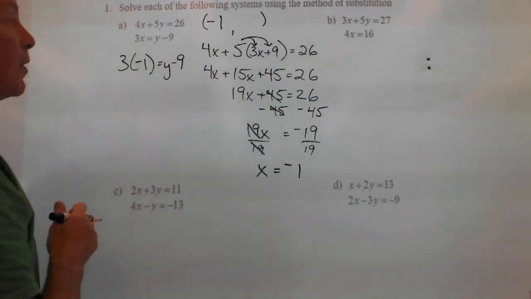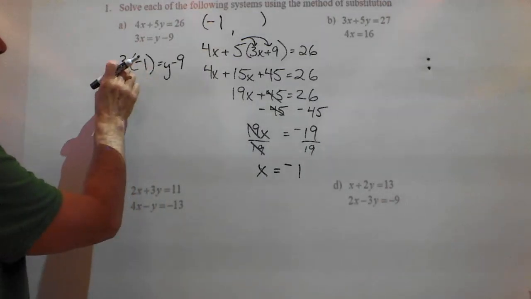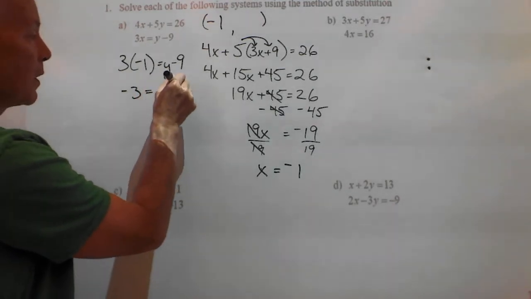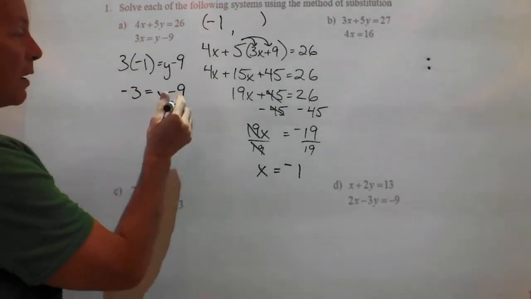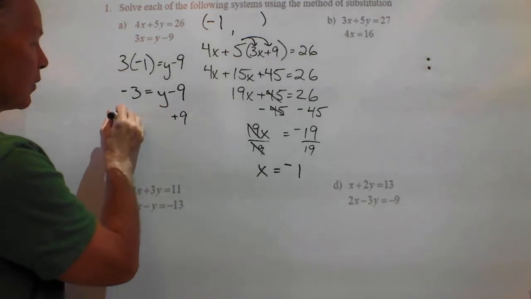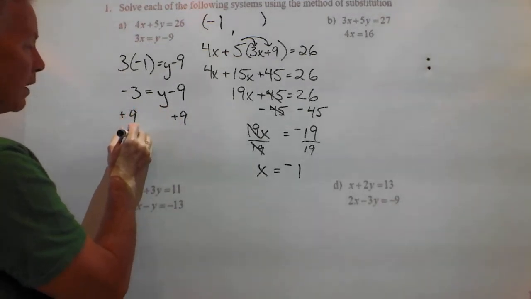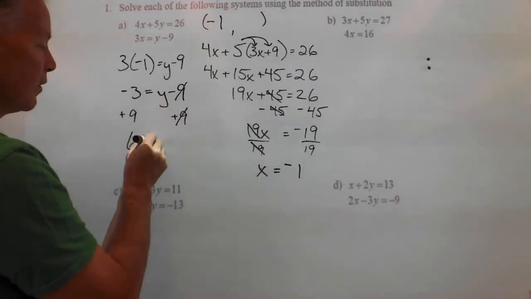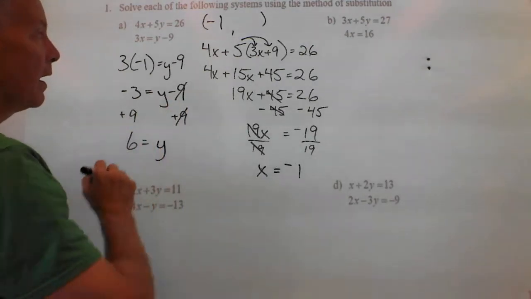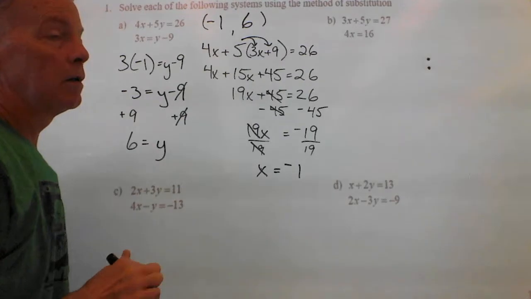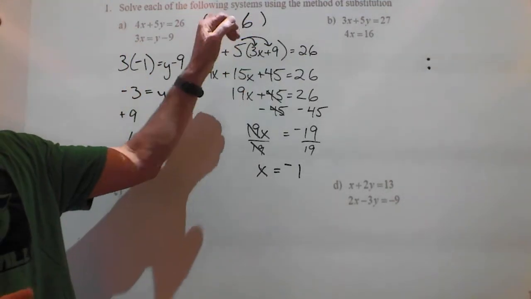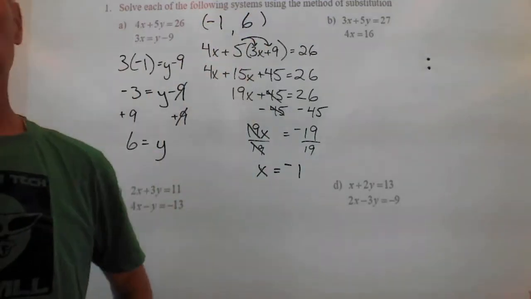Again, notice by doing this, we've created an equation that only has one variable, so we can isolate that variable. So simplify the left side. 3 times negative 1 is negative 3 equals y minus 9. And then isolate y. We add 9 to both sides, and we get 6 on this side. Minus 9 plus 9 is 0, leaving us with y. And looky, looky, we got our answer. Okay? So the solution is negative 1 and 6.